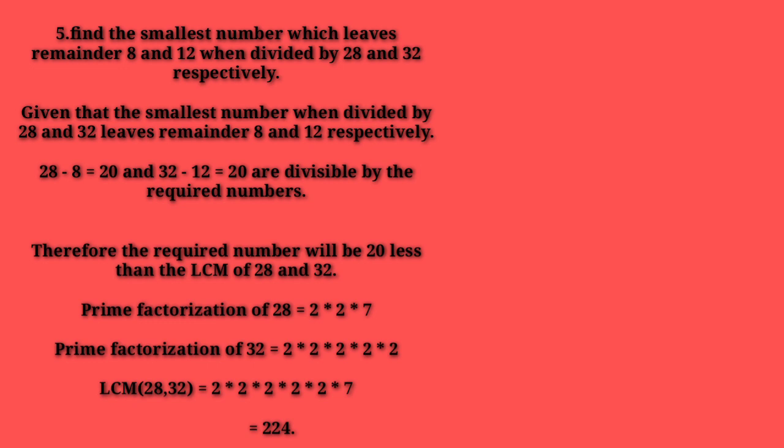So we will find out LCM. So how you can find out LCM? First of all, write down the paired numbers and then write down non-paired numbers, and by multiplying these numbers we can find out LCM. So finally we are getting what? The LCM is 224, which is divisible by 28 and 32 and gives the remainder 8 and 12.